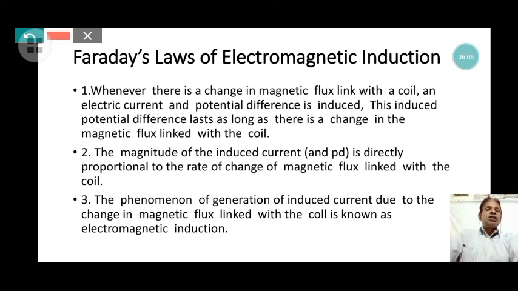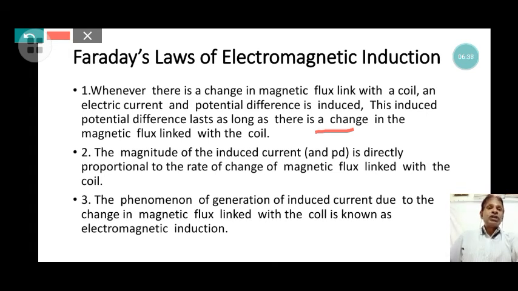The induced potential difference lasts as long as there is a change in the magnetic flux linked with the coil. Whenever a change in the magnetic field is observed, current is induced in the coil. If there is no change in the magnetic flux with respect to the coil, no current is produced.